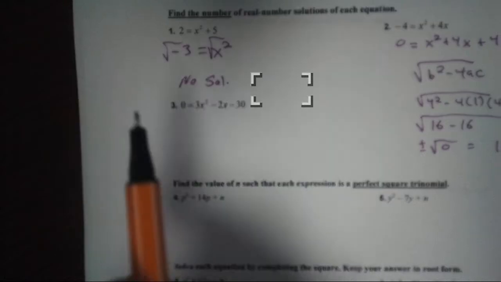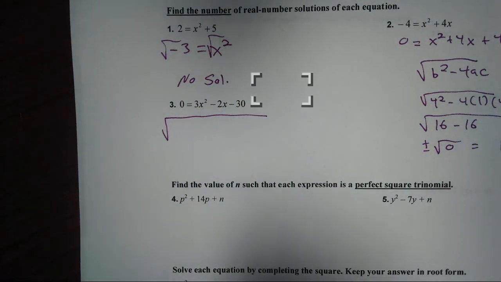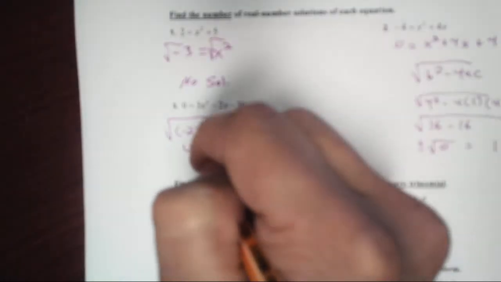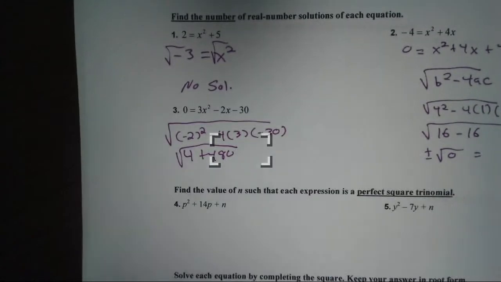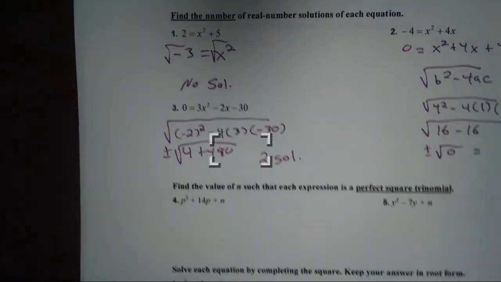We're going to do the same thing for number 3. So we're going to go b squared minus 4ac. So b is -2, so we have -2 squared minus 4 times 3 times -30. So that's 4. And then we have -4 times 3 times -30. That's going to give us a positive 480. Well, 4 plus 480 gives you a positive answer. And if you have a positive answer, that means you're going to have two answers, because there's a plus minus in front of here. So this one has two solutions.